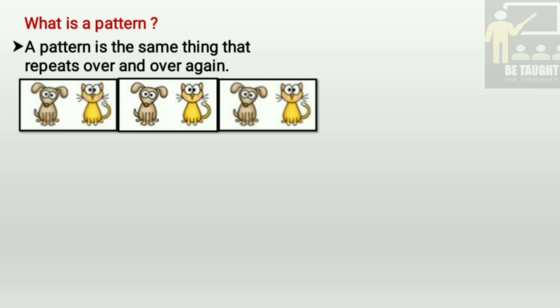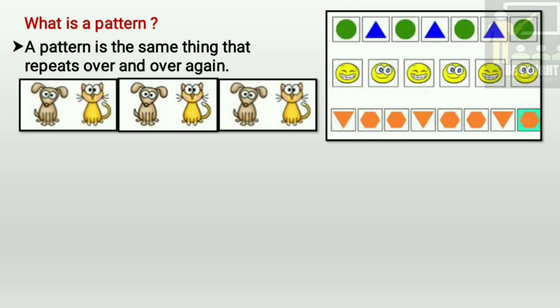So as you can see the example over here, there is a dog and then a cat. Again there is a dog and a cat. And this way it is repeating over and over again. Similarly, over here also you can see in the picture, the pattern is repeating.